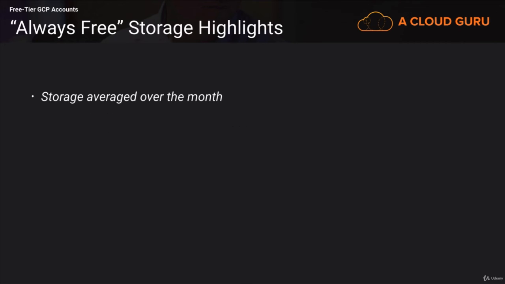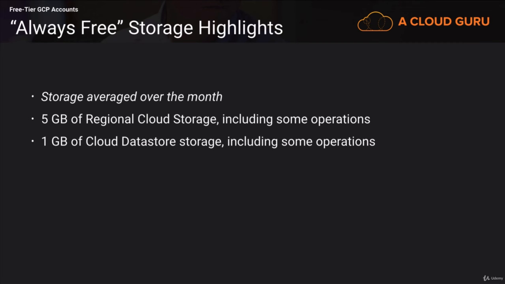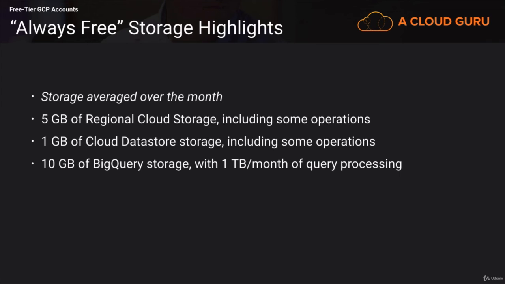In the storage category, it's important to realize that the storage is averaged entirely over the month. So for example, storing a terabyte of data and then deleting it within a minute isn't going to cost a lot at all. Okay, so in the Always Free tier, you can store 5 gigabytes of regional cloud storage, 1 gigabyte of data in Cloud Data Store, and 10 gigabytes of data in BigQuery. And for BigQuery, every month you can do 1 terabyte's worth of query processing in the free tier.